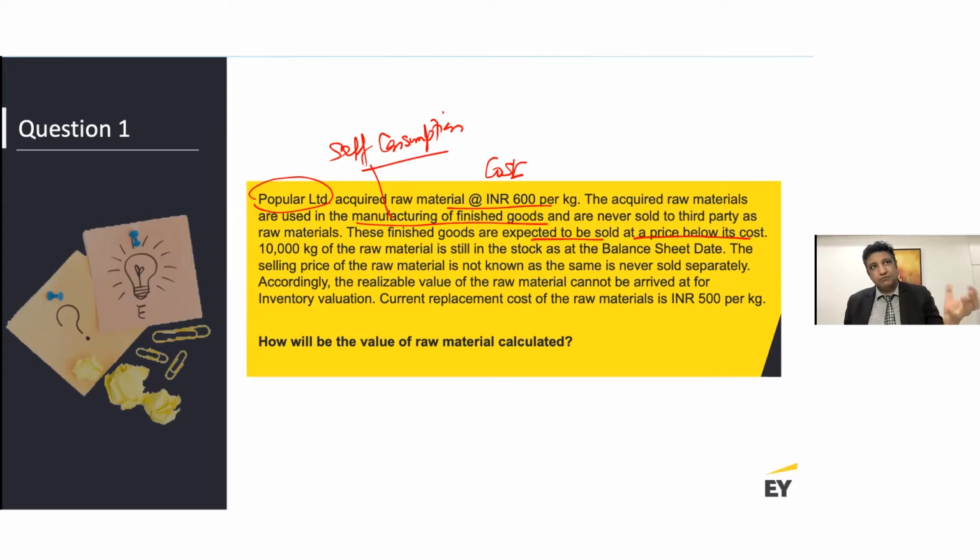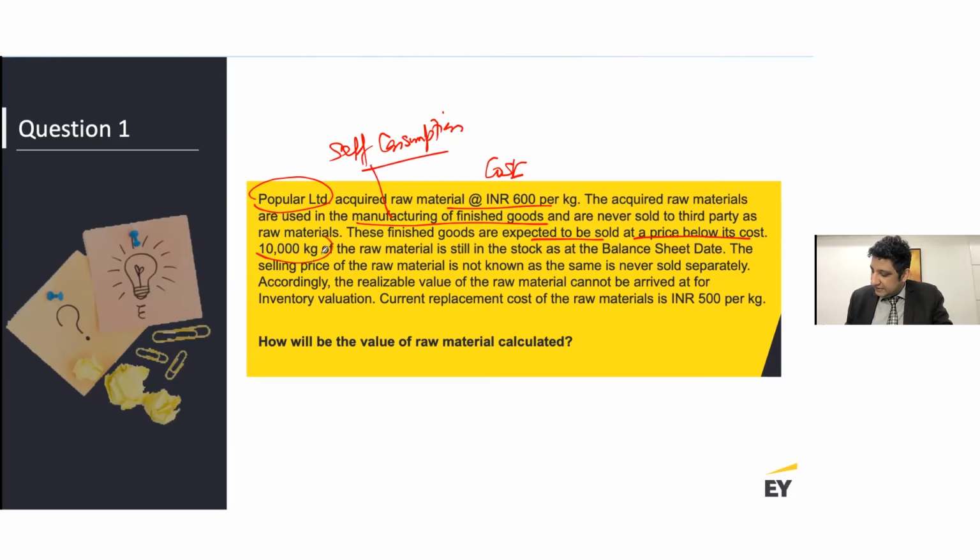Now that would bring me back to the concept of the value of the raw material. Because the raw materials themselves are not sellable anywhere outside, the value of the raw material needs to be determined basis the value of the finished goods, which means that if the finished goods are sold at a price below the cost, the raw materials also need to be reported at the net realizable value. Okay, that's what you want to remember. But let's still go through the further requirements.